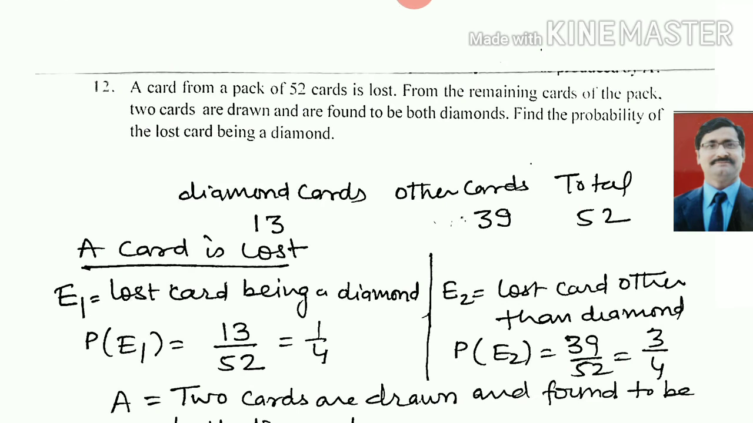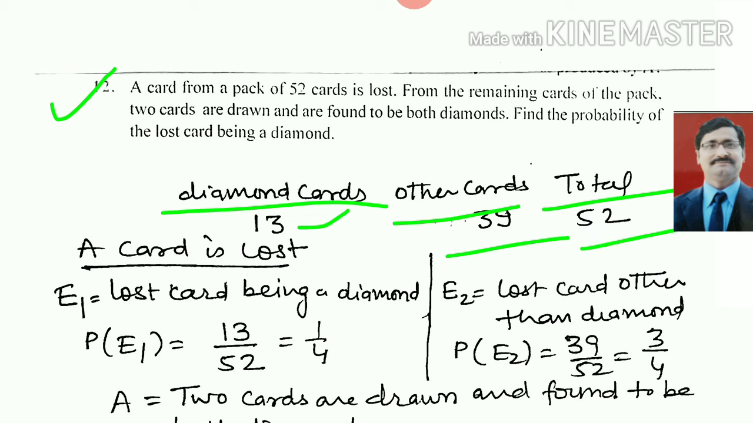So look here, question number 12. A card from a pack of 52 cards is lost. From the remaining cards of the pack, 2 cards are drawn and are found to be both diamonds. Find the probability of the lost card being a diamond. So look here, the diamond cards are 13 in total, other cards are 39, and total cards are 52.